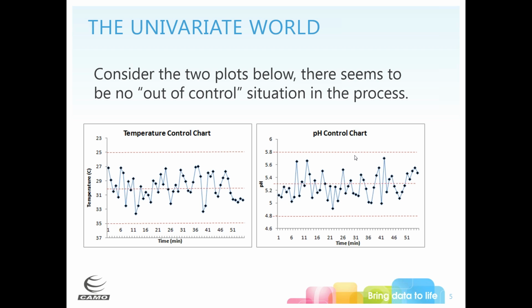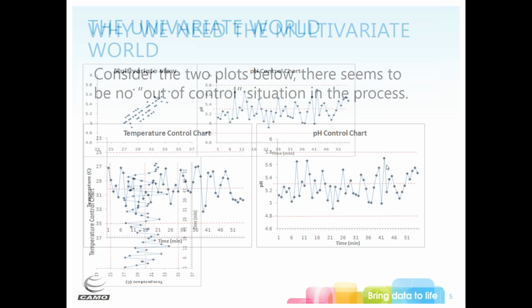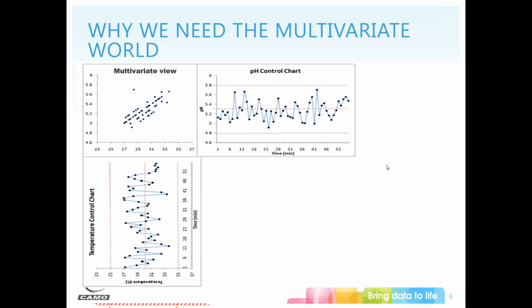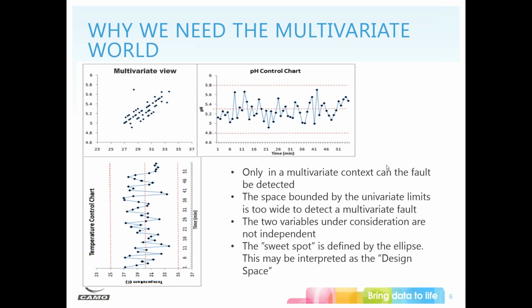We typically look at things univariately in the process. So if you follow some control charts that you might normally see, you've got your limits around temperature and pH, but these things actually work together, and sometimes if you plot them against each other, you'll find that there are outliers that don't show up in the univariate world, but they do when you put multivariate limits on.